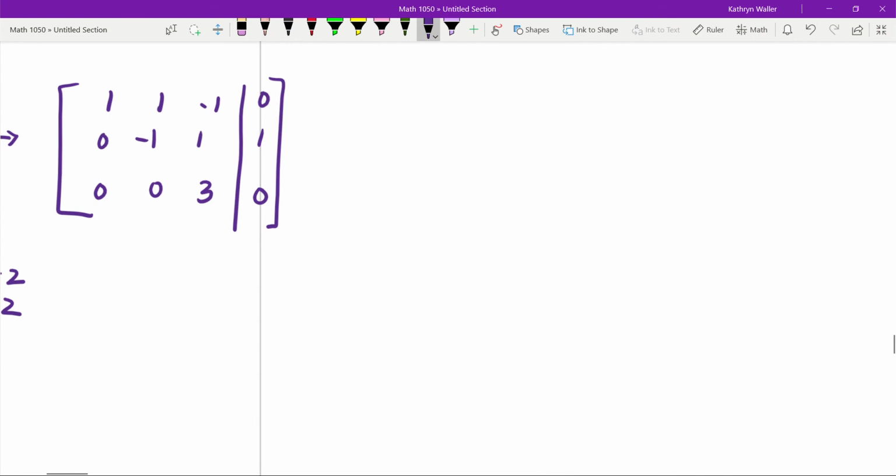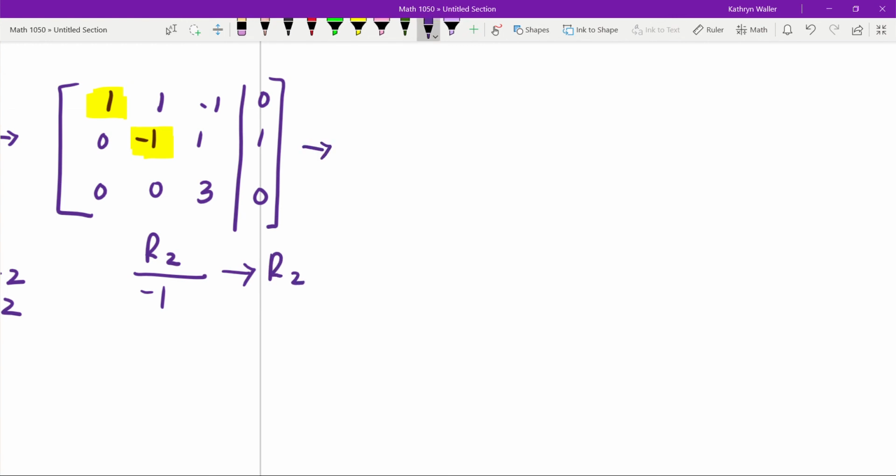The next thing I need is a 1 right there. Got it. Don't have to worry about it. The next thing I need is a 1 right there. Turning something into a 1 is so easy. All you do is write down the row it's in, row 2, and you divide it by what is in that slot. So you're just going to divide it by a -1. Okay, and that's going to become your new row 2.